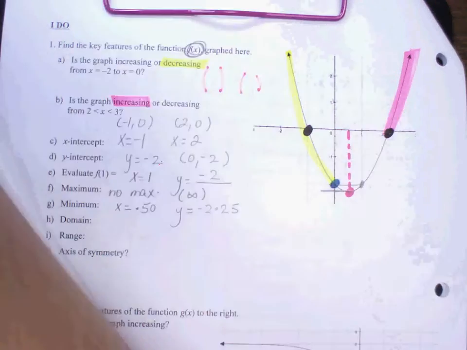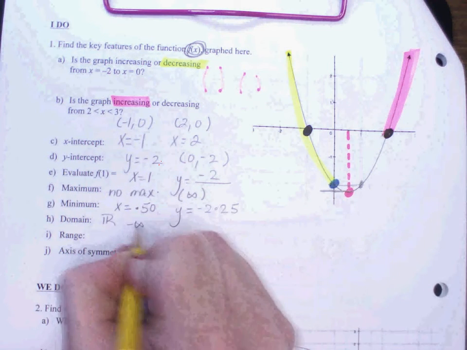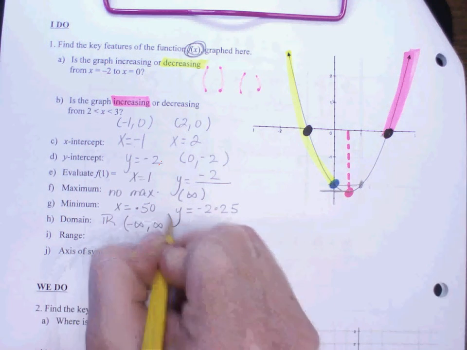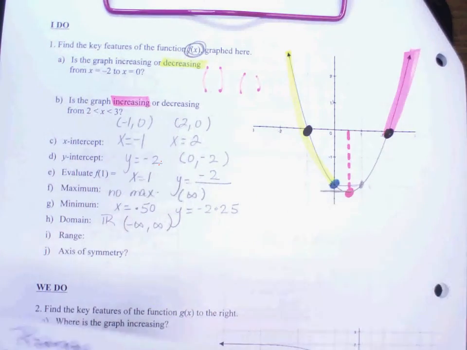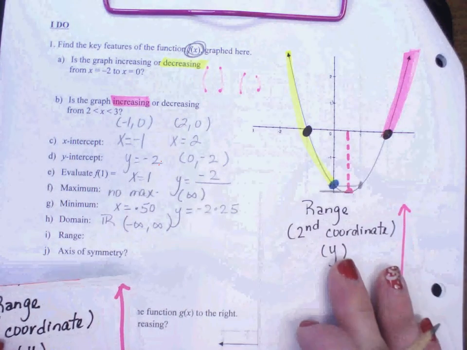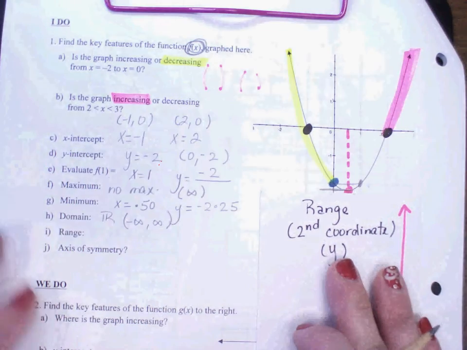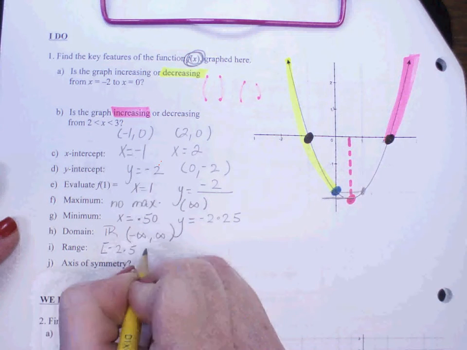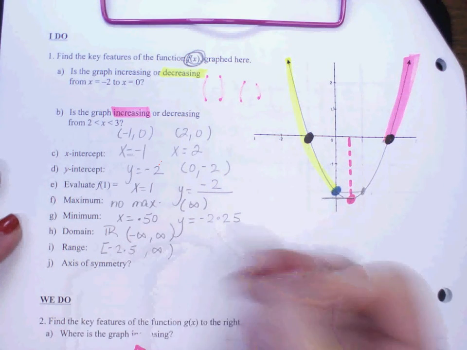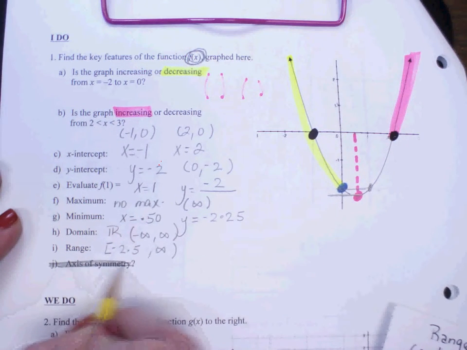All right, what's the domain? Can I restrain my domain? No. So what is it? All real numbers, from negative infinity to positive infinity. What about my range? Can I restrain it? Yes. I can restrain it over here, but not over there at the top, right? So what would it be? 2 to positive infinity.